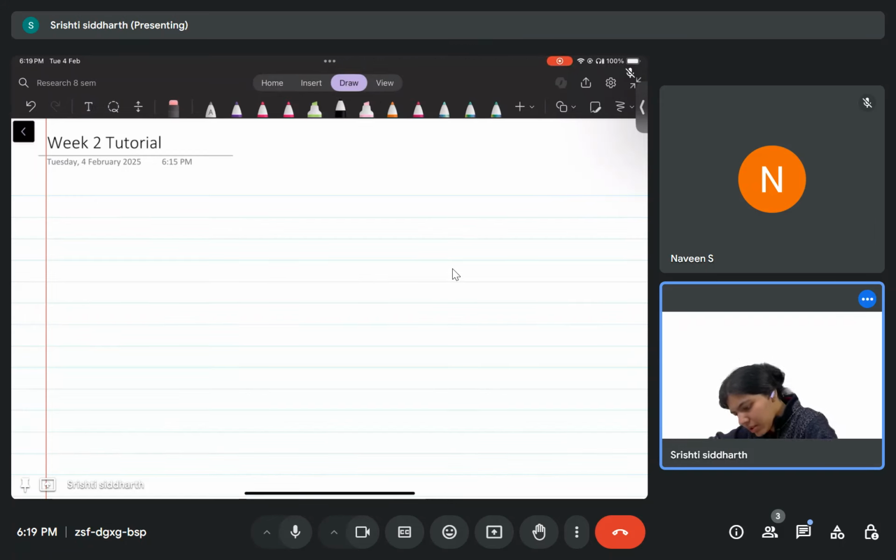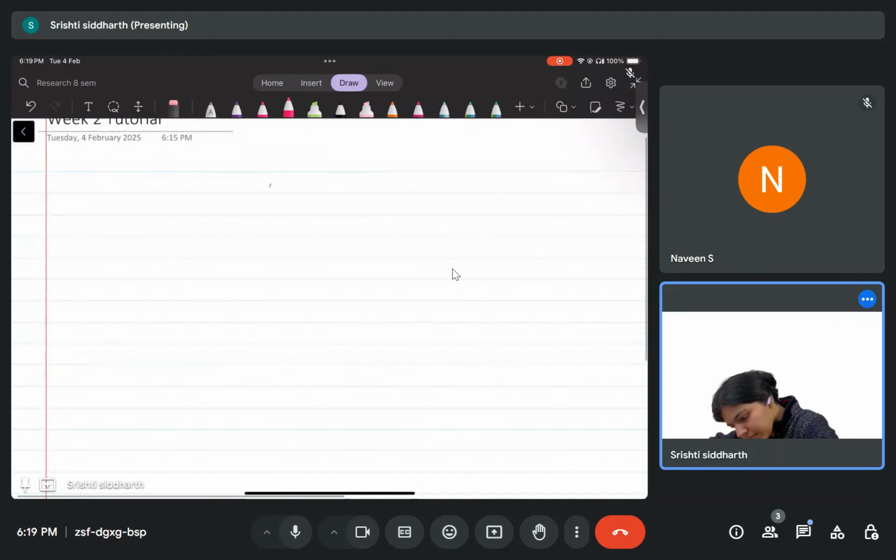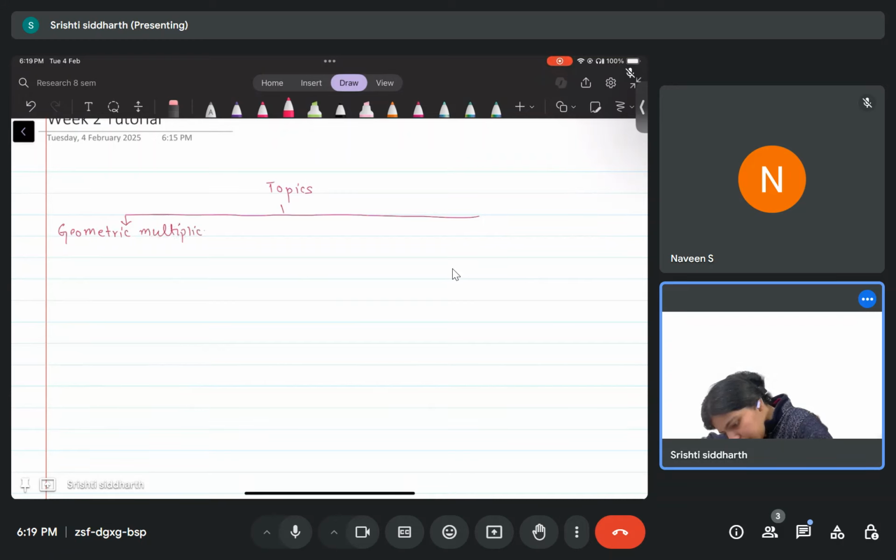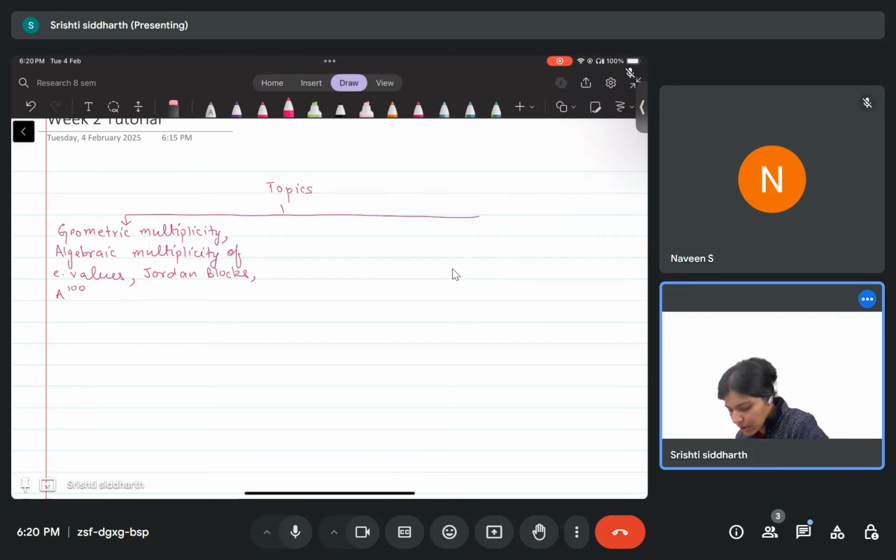I'll discuss the following topics. This would be the concepts of geometric multiplicity of eigenvalues, and use these concepts to find out how to compute Jordan blocks, and then finally how to compute the power of a matrix, for example, A to the power 100, or let's say the state transition matrix for LTI systems, e to the power At.